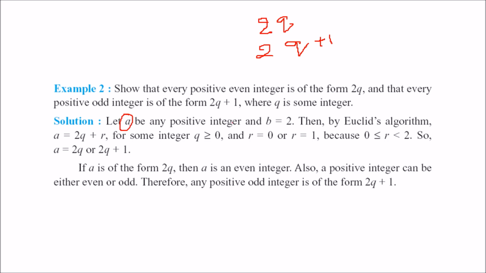Let a be any positive integer and b equal to 2. We start with 2. Why have we taken 2? Because we see that 2 is given in the question itself.